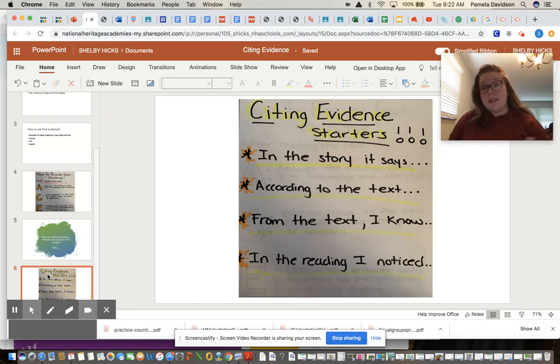Or, according to the text, Sam can't go into the underbrush because... Or, from the text, I know Sam can't go into the underbrush because... Or, in the reading, I noticed... Mr. Hall said blah, blah, blah, blah, and this is why Sam can't go into the underbrush.